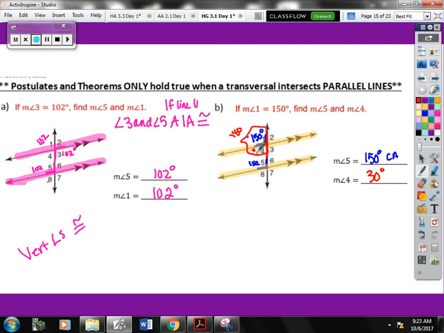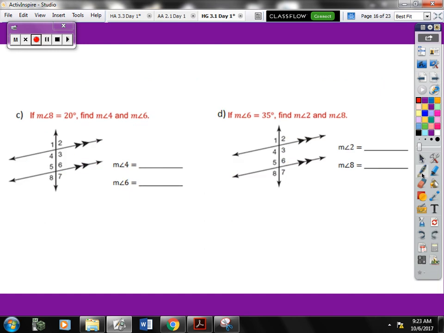minus 150 is 30. Now the other thing you could have used is the fact that 4 and 5 are same side interior, right? Same side inside, they're supplementary also, which would be 180 minus 150. Okay.